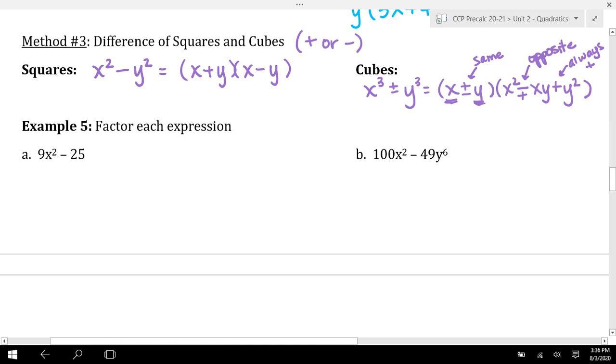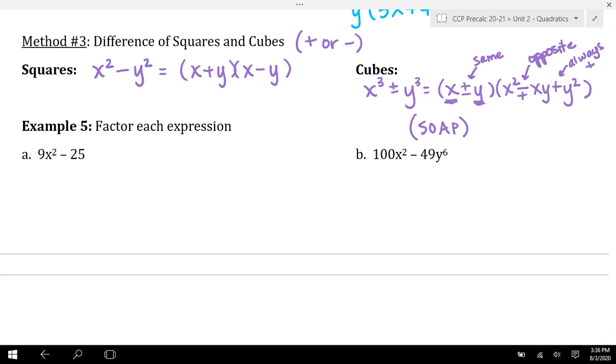But what might help is the word SOAP. I learned this several years ago, and it really helps me remember what goes where. This just refers to the signs. So the first sign is the same, that's the S. The second sign is the opposite, that's the O. The last sign is always a plus or always positive, and that's the AP. So the word SOAP could be your acronym for remembering those signs. Okay, so let's try them out.